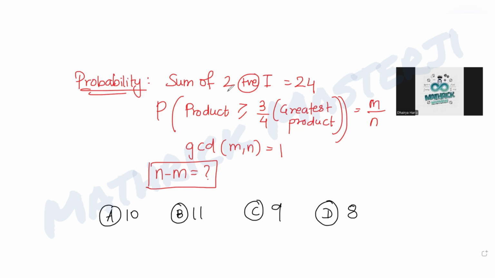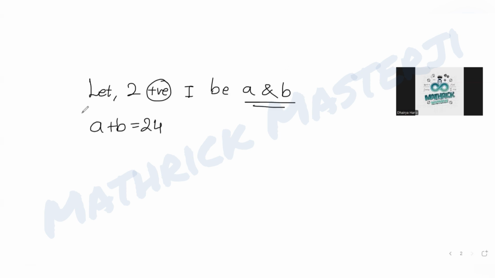So if I see here, the question is first telling me that the sum of two positive integers is 24. Let's say the two positive integers are a and b. So the first condition is basically telling me a plus b is 24. So I know that the sum of these two is 24. That's one condition given to me.